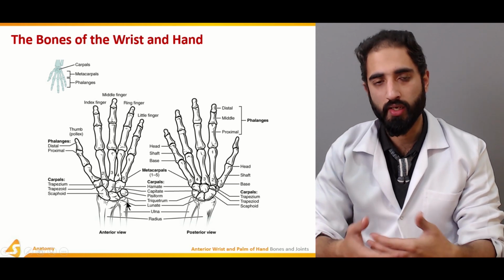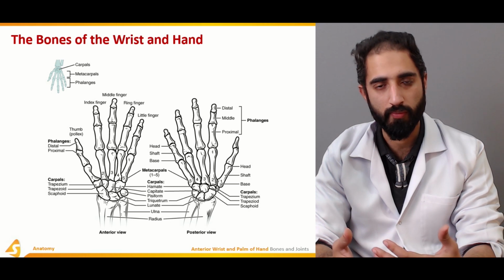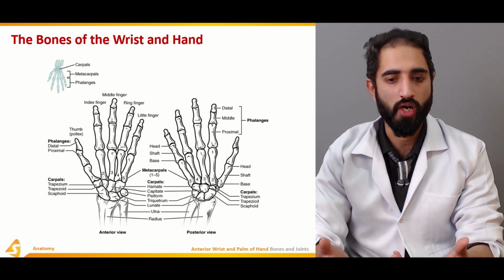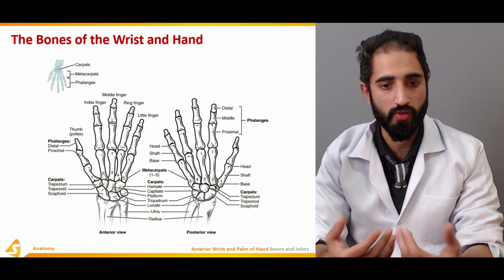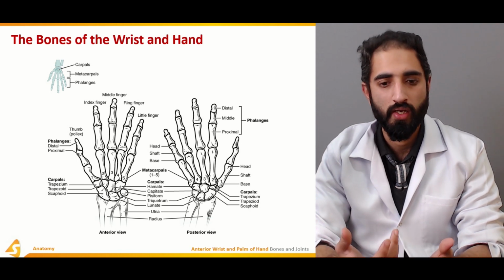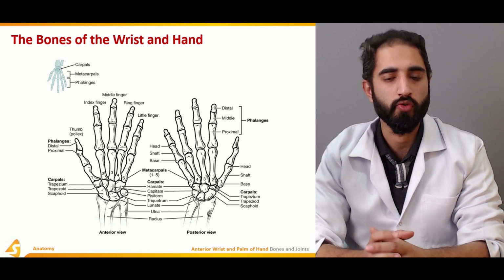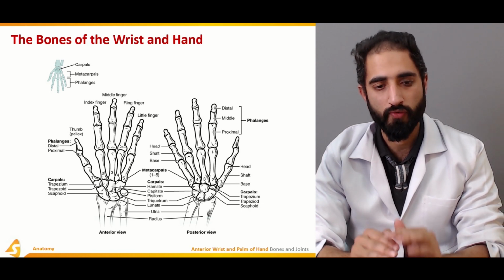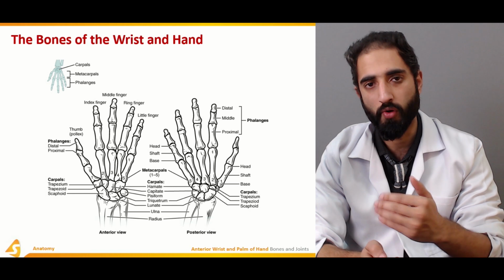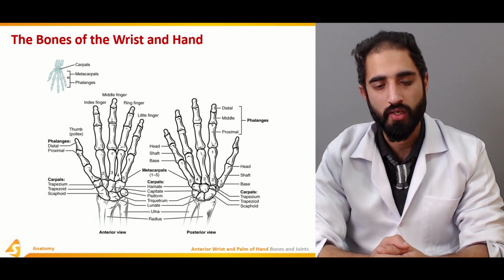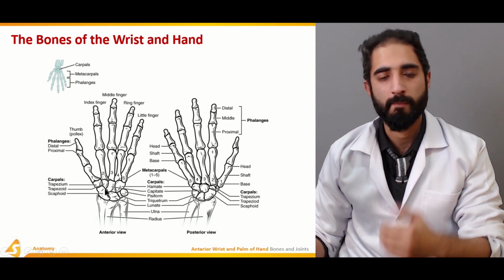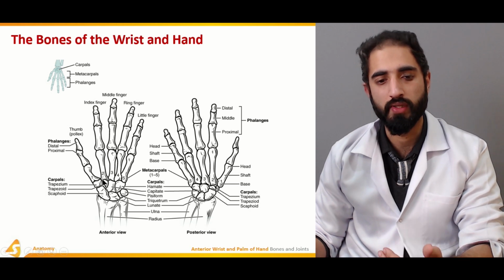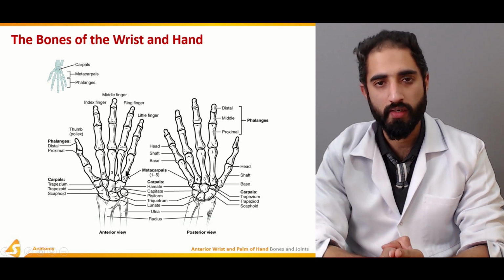After the radius and ulna, we have two rows of the carpal bones, and those carpal bones include trapezium, trapezoid, scaphoid, hamate, capitate, pisiform, triquetrum, and lunate. So these are actually two rows of four each, the proximal row and the distal row of the carpal bones. And after the carpal bones, we have the five metacarpals.